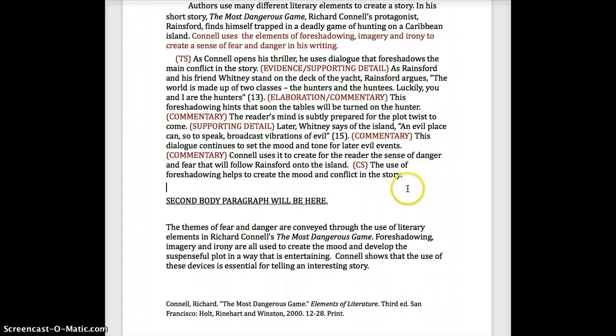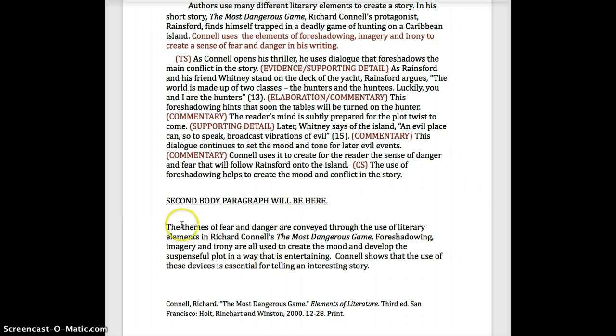For this essay, you're going to write 2 body paragraphs. Okay, so your second body paragraph would go obviously after the first. As you go along, pay attention to your assignment. You may be asked to write 3 body paragraphs.